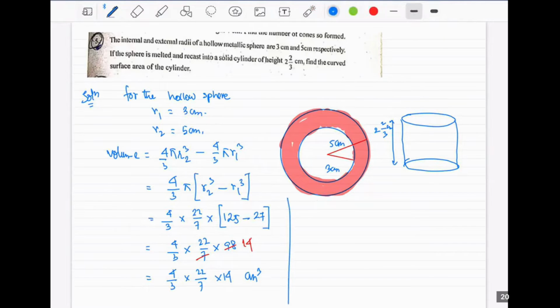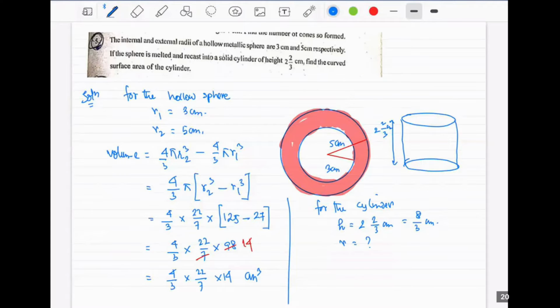So to write here for the cylinder, what are given? The solid cylinder, the height is given as 2 whole 2 by 3 centimeter. Now this mixed fraction, we will express it: 3 2s are 6, 6 plus 2 is 8. So we will have 8 by 3 centimeter. How much is the radius? We don't know. We have to find out the radius. We just keep it as R.